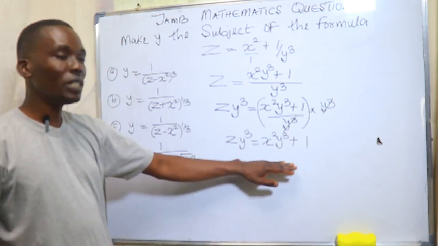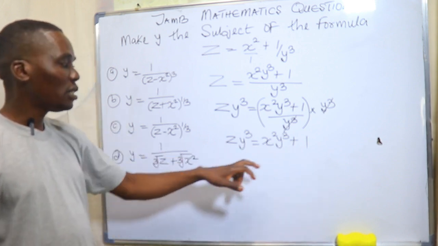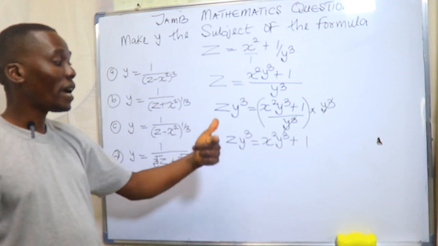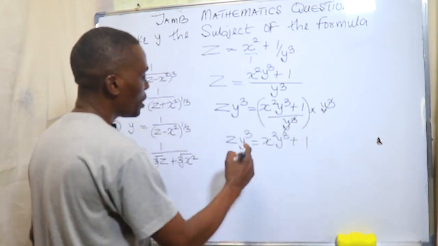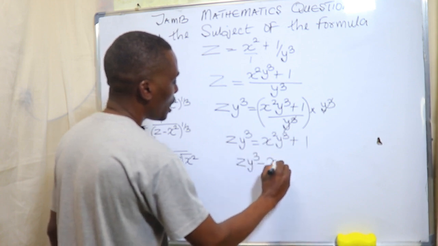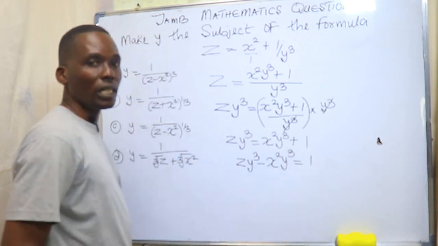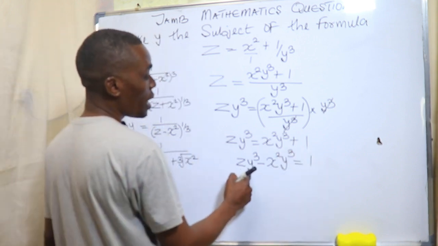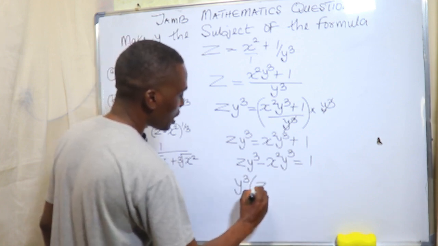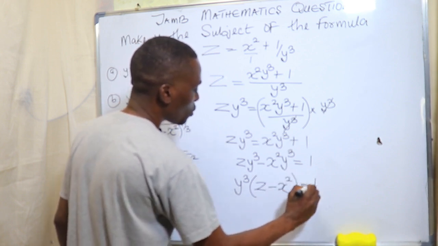So you see, we have not arrived somewhere yet. So what I will do is bring these ones together. Since I have y to the power of 3 here and y to the power of 3 here, and what I am looking for is y to the power of 3. If I bring that one here, I will get z y to the power of 3 minus x squared y to the power of 3, and that one will be equal to 1. Because y to the power of 3 is common, I will bring y to the power of 3 aside. So I will get y to the power of 3 times z minus x squared, and this one will be equal to 1.